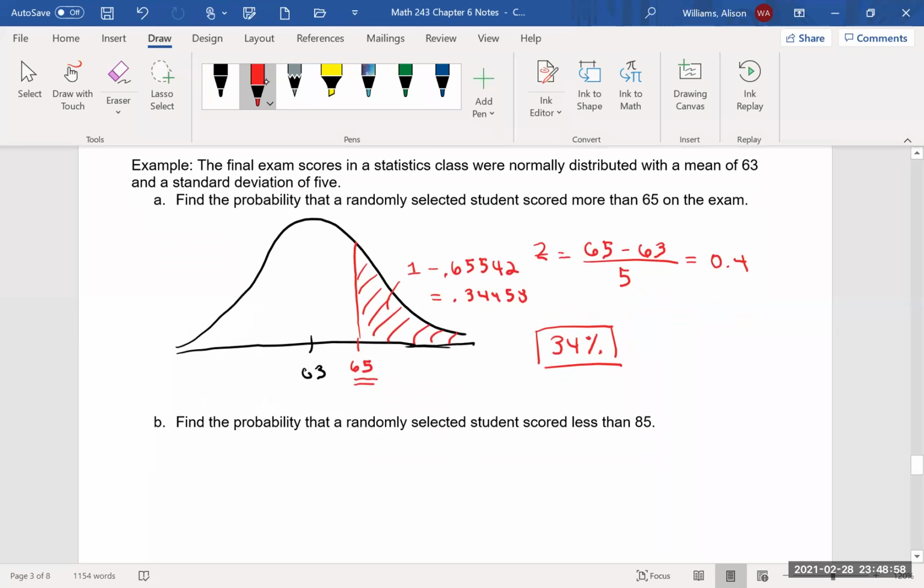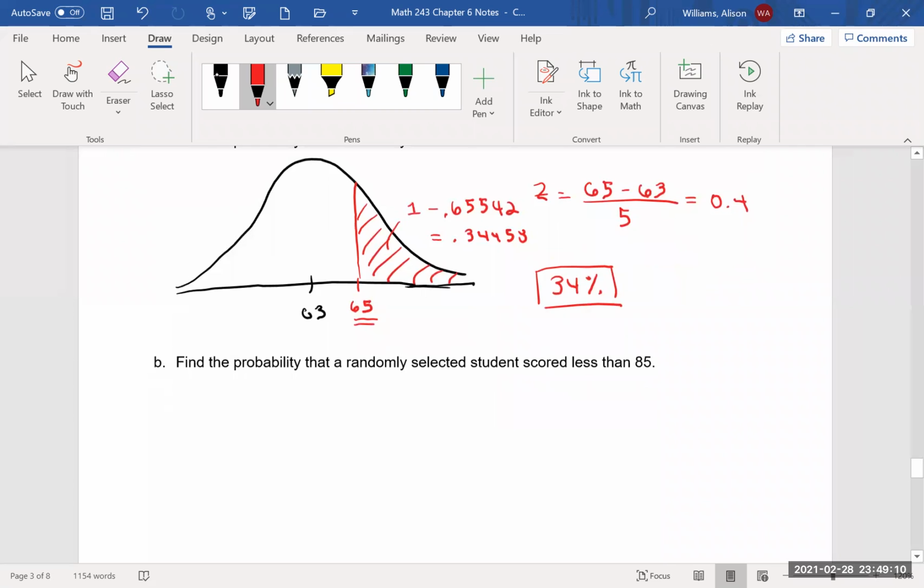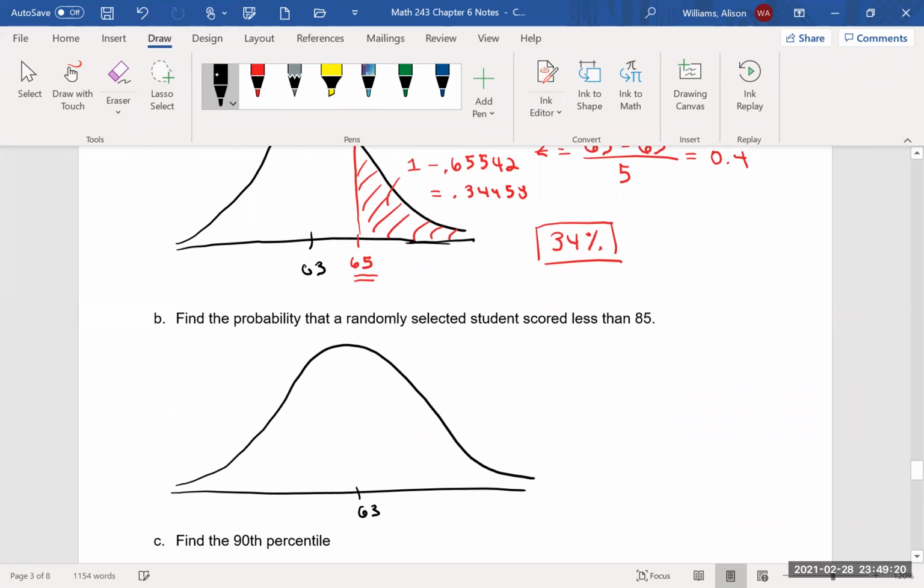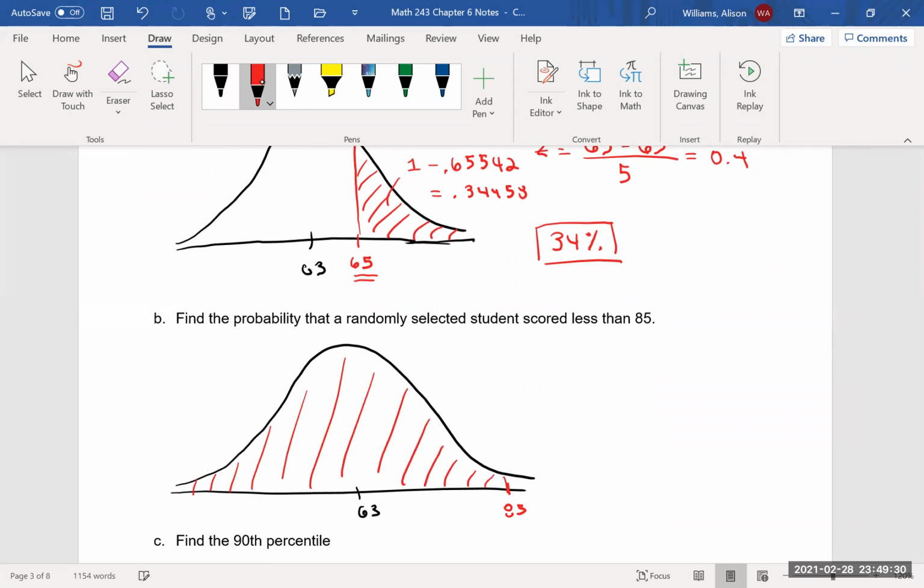Awesome. All right. So you get the idea: draw the picture, find the z-score, use the table, answer the question. For the next one, we're looking at they scored less than 85. Okay, wow. So 85 is quite a bit away from the mean. If that's 63, 85 is going to be way over here. And they want to know less than 85, so there should probably be a really good chance that's going to happen.